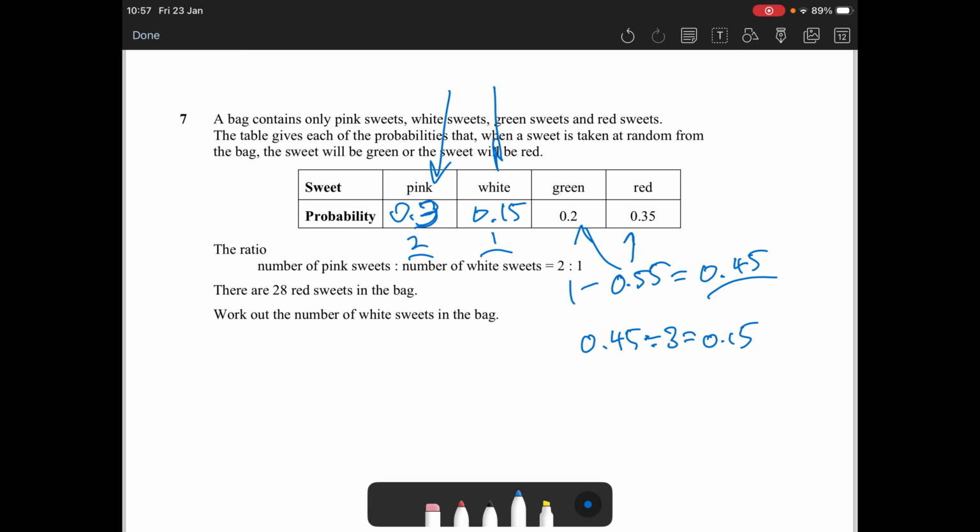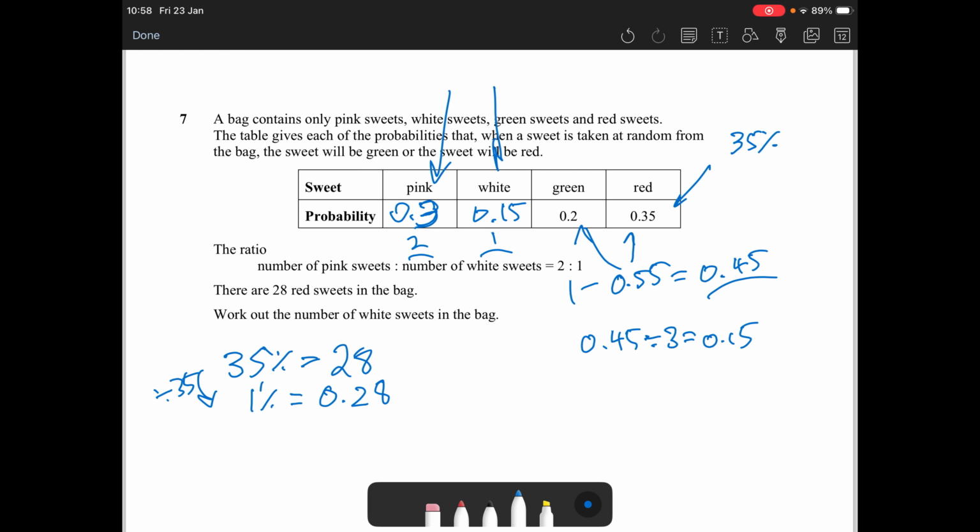There are 28 red sweets in the bag. Work out the number of white sweets. Okay. So if we think about probability, think of this as 35%, I guess. 0.35 as a percentage. There's other ways to think about it, right? But I'm thinking 35% is 28. You can write it as a decimal if you really want to work in decimals. So if I divide by 35, I'd be working out 1%. So we'll divide by 35. This will be a decimal, perhaps. So you get 0.28. I mean, no surprise there. And then you times by 100.